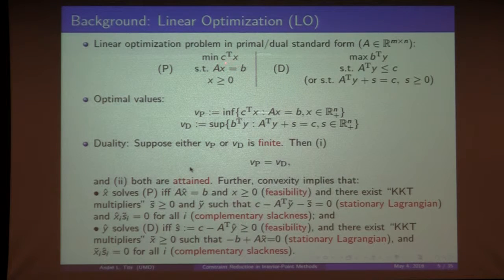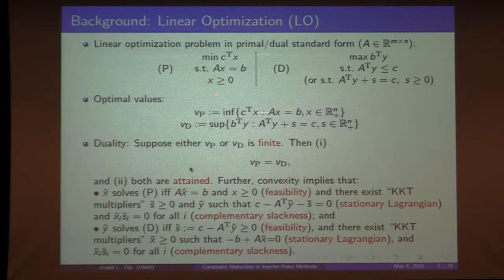Linear because the cost function we want to minimize is linear in a variable x. You have linear equality constraints, and inequality constraints, also linear. In its canonical form, the inequality is just non-negativity of the variable. So all is linear.